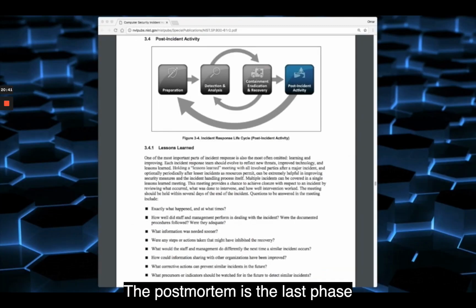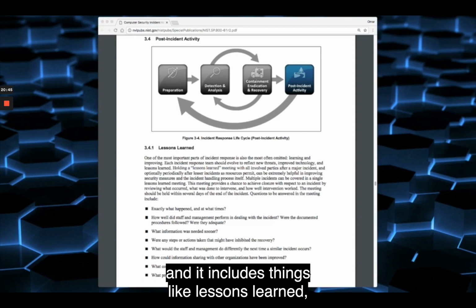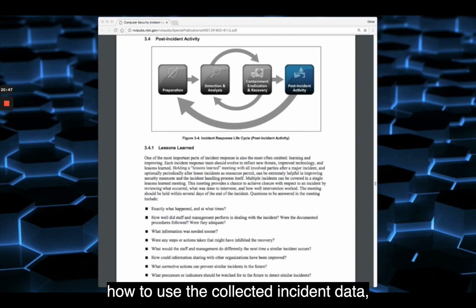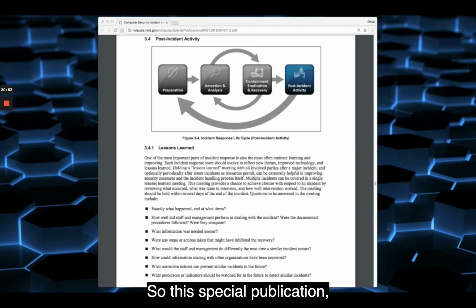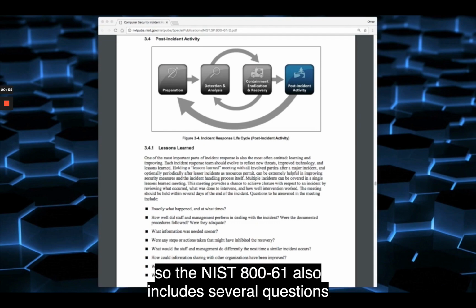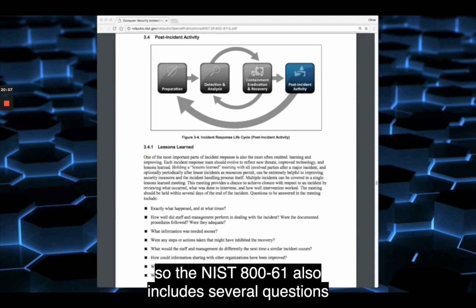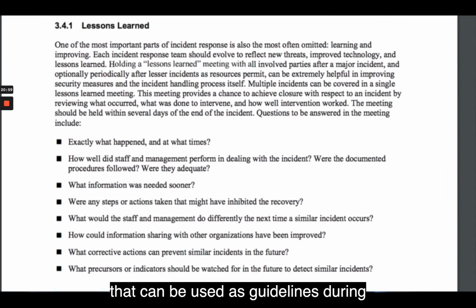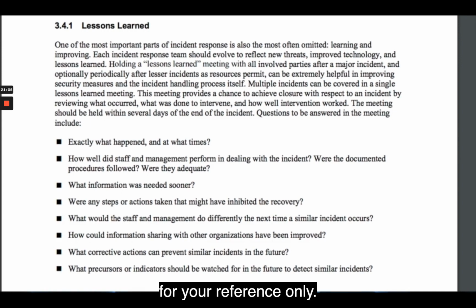The postmortem is the last phase of the incident response process, and it includes things like lessons learned, how to use the collected incident data, and it also goes over evidence retention. So this special publication, the NIST 800-61, also includes several questions that can be used as guidelines during the lessons learned meeting, and here I'm including them for your reference only.